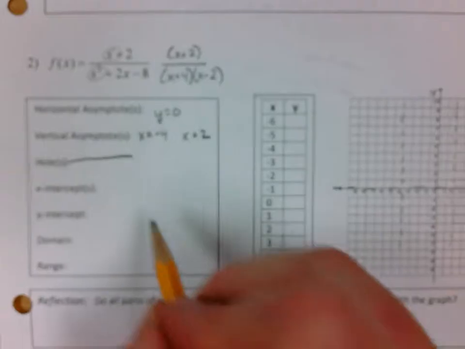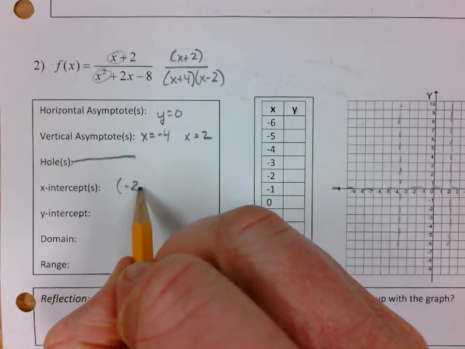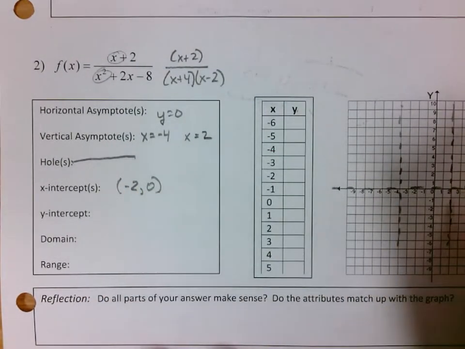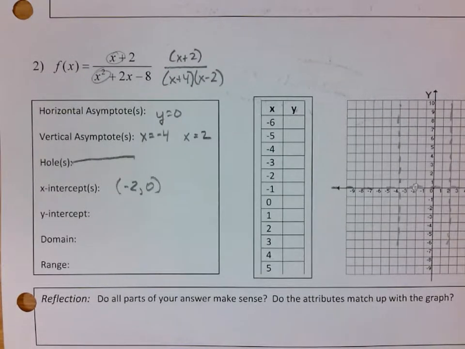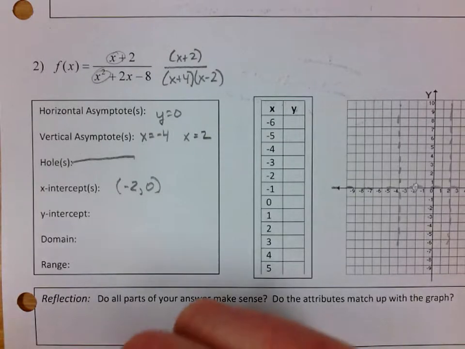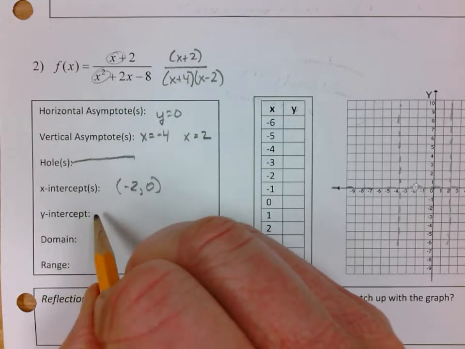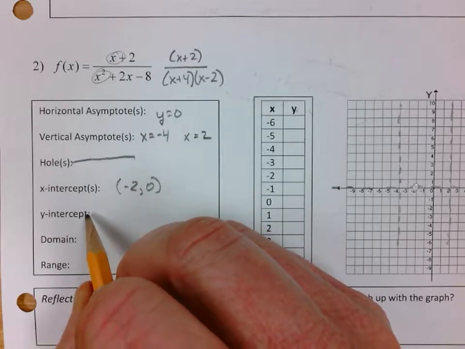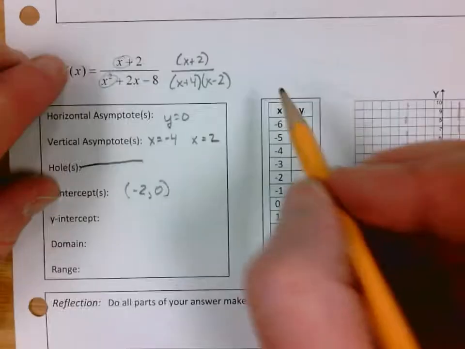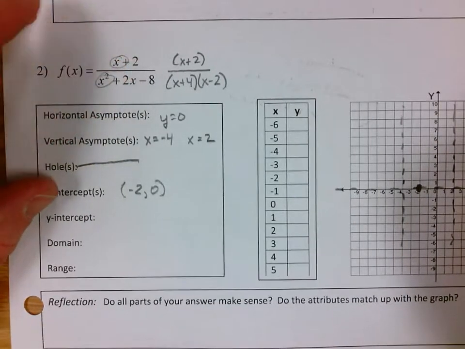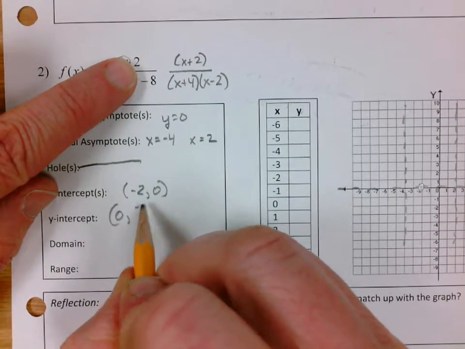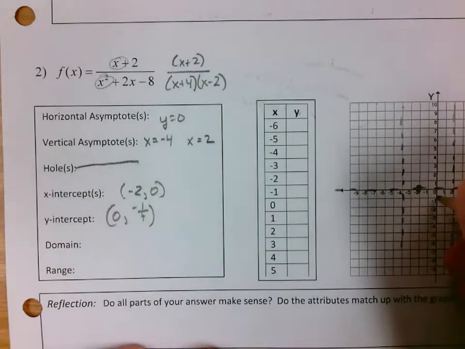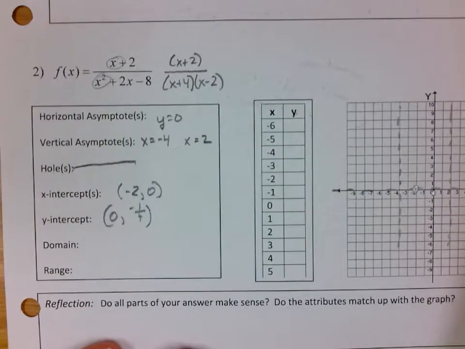X-intercept is what makes the numerator 0. Negative 2. And then y-intercept is what? Go up here and cover all the x's up to make those 0, and you get negative 1/4. That's a point right there.